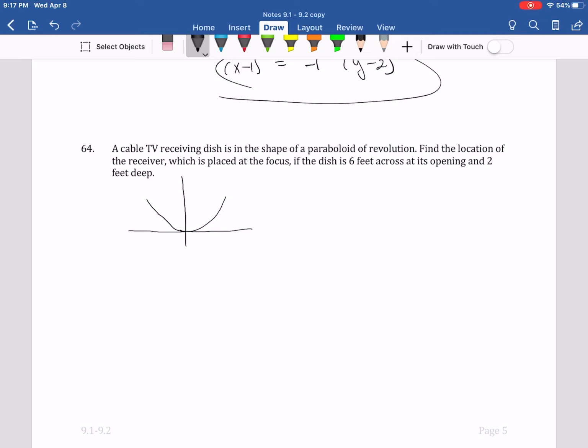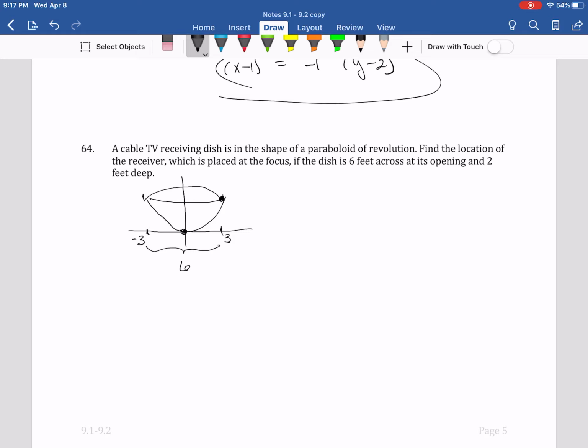And what do we know? We know that the dish is 6 feet apart at the opening. And so that's from the vertex to either both outside edges. All the way across from the left side to right side is 6 feet. This is 6 feet across, all the way across. And so halfway from the center to one side is just 3, okay, because the whole distance is 6.